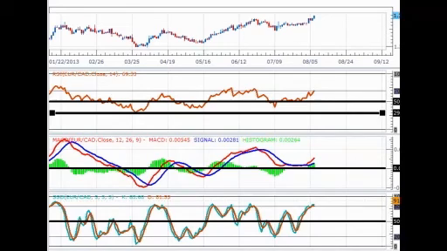Just know, stochastics is going to be the fastest, RSI the slowest, and MACD affording you some middle ground.